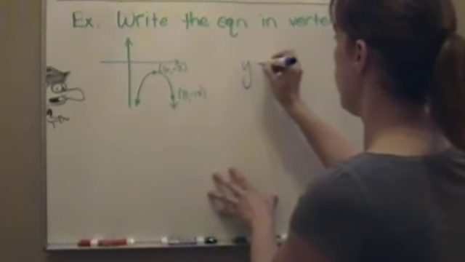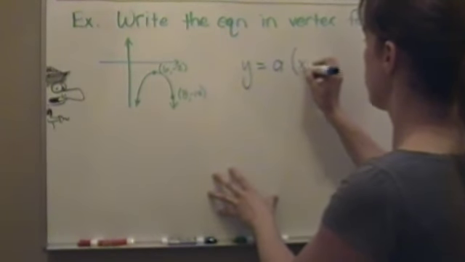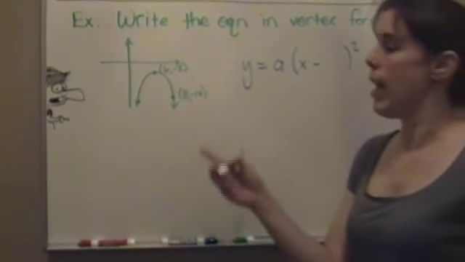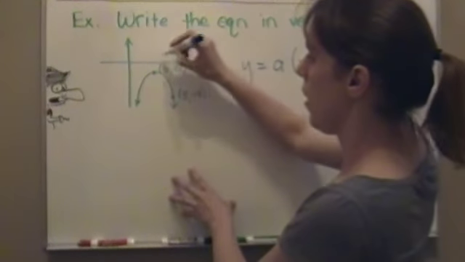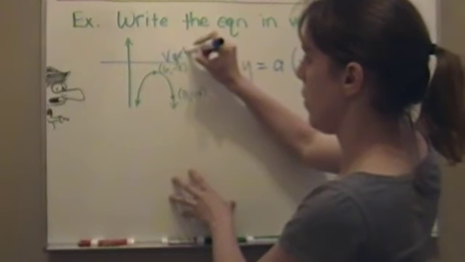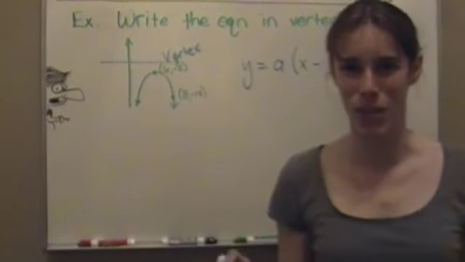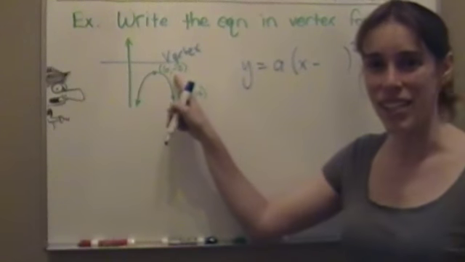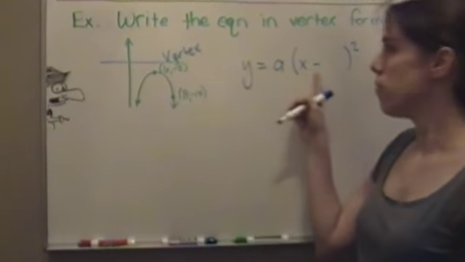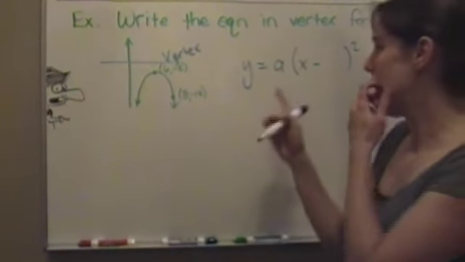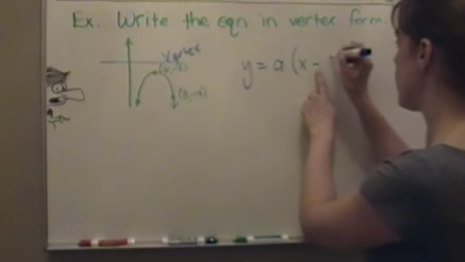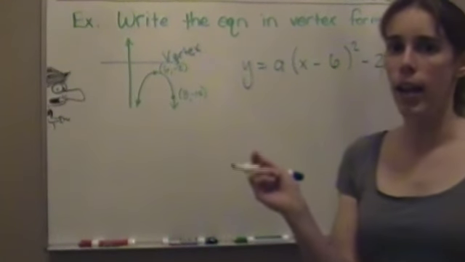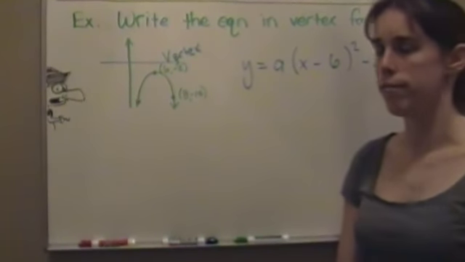Let's see, we've got y equals a times x minus something squared plus, wait a minute. If I'm given the vertex here, and in fairness, I would tell you that this is the vertex, not just a random point on a badly drawn sketch. If you're given the vertex of 6, -2, then hey, you can plug it right in. So this is x minus 6, quantity squared, minus 2.